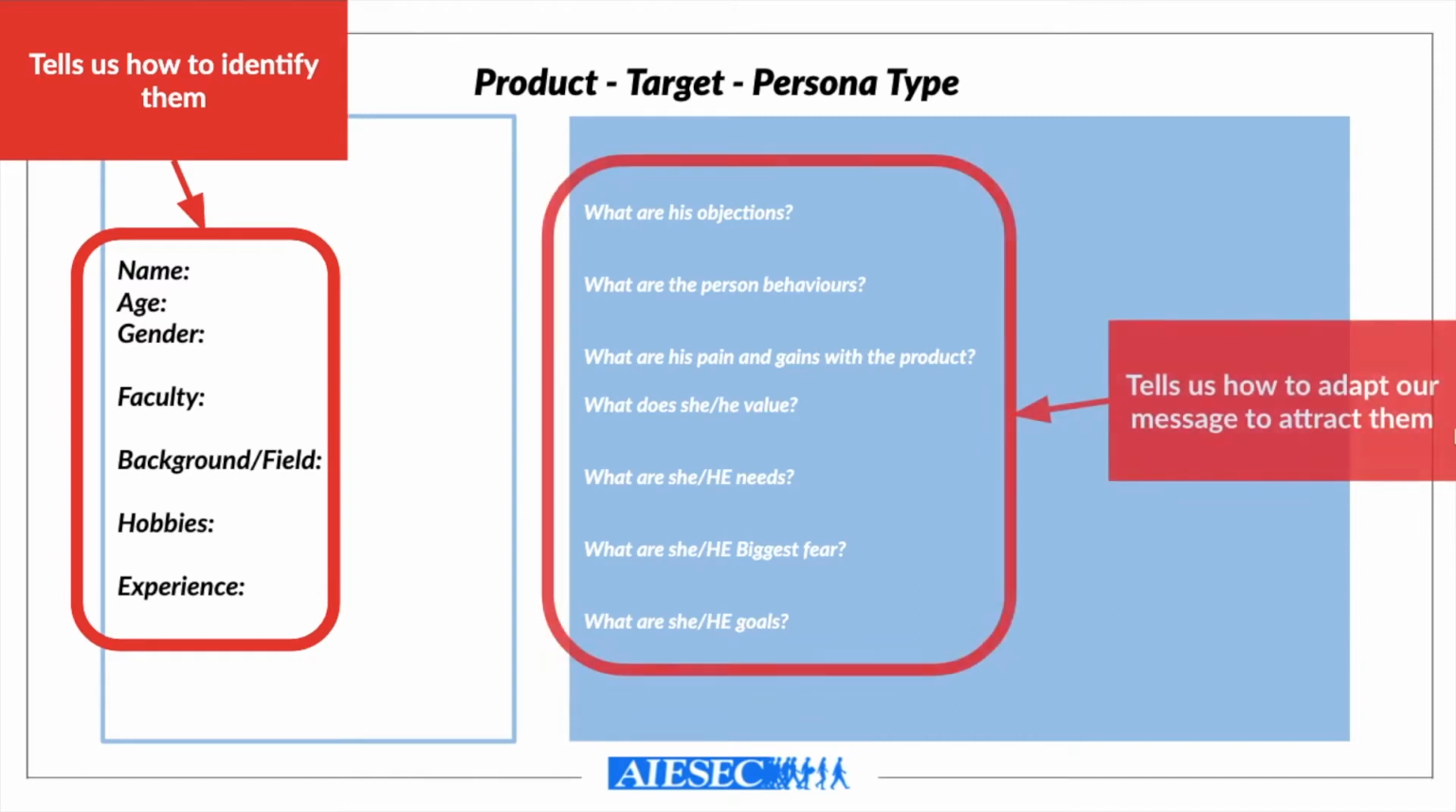The other half tells us how to adapt our message to attract them. So if we know that when we identified this buyer persona that they also have objections that are typical around their parents' permission, then we might portray our message that really addresses that issue. So that's why we have both of these sides in a buyer persona.